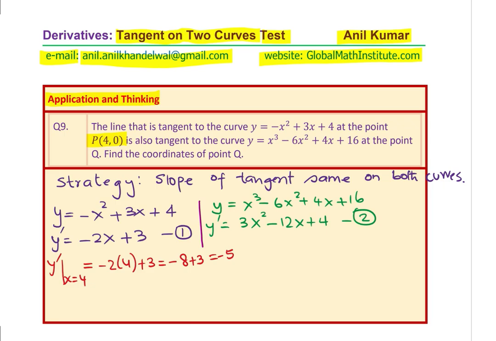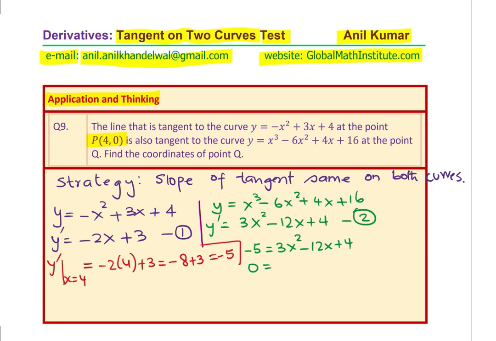So we could use the same slope in the second equation and find the point x. It is a quadratic equation, correct? So let's do it like that. Since I know that the slope is minus 5, I can equate in the second equation and figure out what is that point Q on the second curve. So minus 5 equals 3x squared minus 12x plus 4, and we can now solve it.